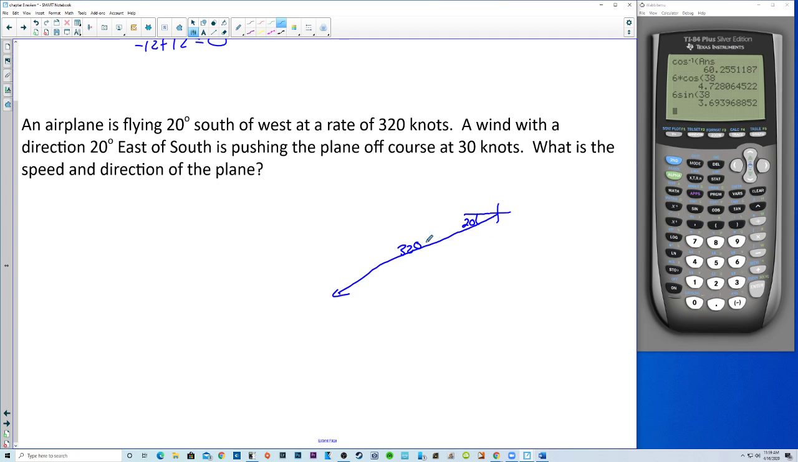magnitude is 320. A wind with a direction 20 degrees east of south is pushing the plane off course. So 20 degrees east of south. And this right here would be the 20, and the magnitude is 30 knots. What is the speed and direction of the plane? So then the path looks something like that right there.